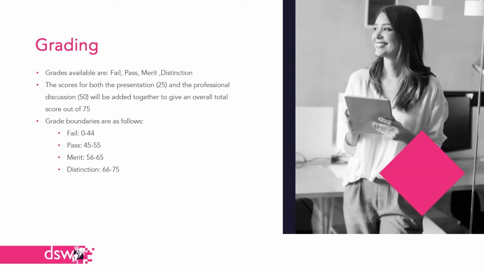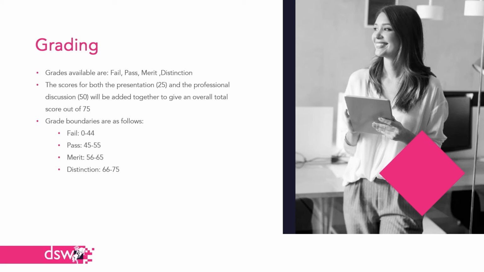Apprentices are able to achieve fail, pass, merit or distinction in this standard. For the presentation supported by portfolio of evidence, each of the 5 learning areas selected for assessment will be scored out of 5, and each score will be added together to give a total score out of 25. For the professional discussion, each of the 10 learning areas selected for assessment will be scored out of 5 to give a total score out of 50.